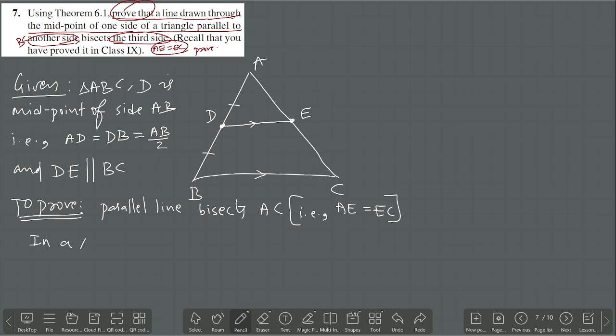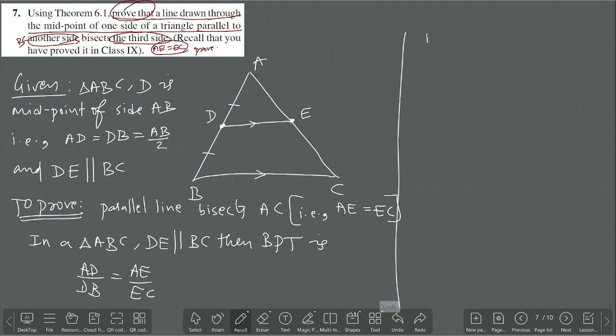So, in a triangle ABC, DE parallel to BC, then BPT is, what is the BPT? Anyone? AD divide DB equal to AE divide EC. We know very well AD and DB are equal. Any one you keep it, another one you replace it. So AD let it be, DB I know it's equal to AD by using the result number 1. So I will mention here, by 1 I know AD equal to DB. Understand? So that the denominator DB, I changed as AD. Now equal to what I have? AE divide EC.